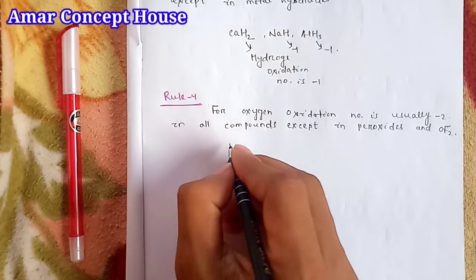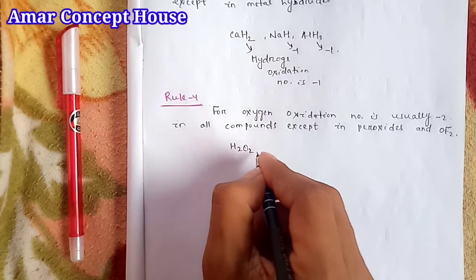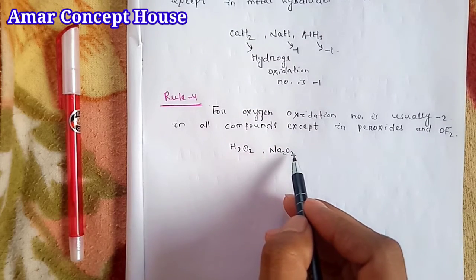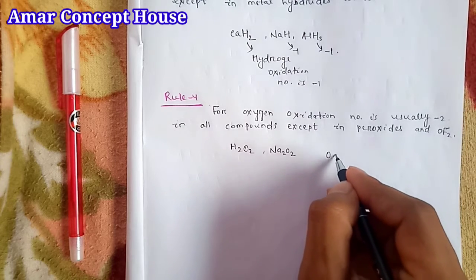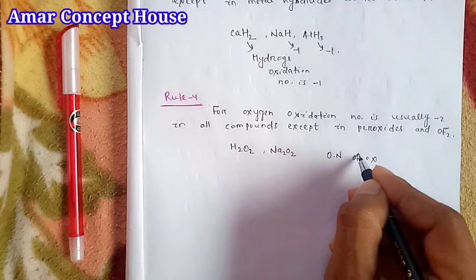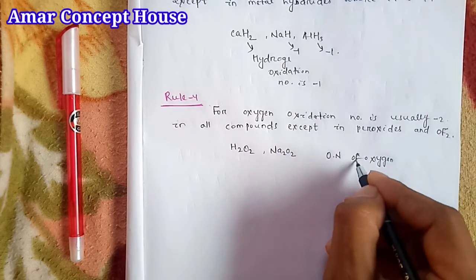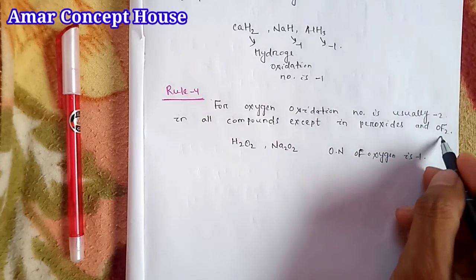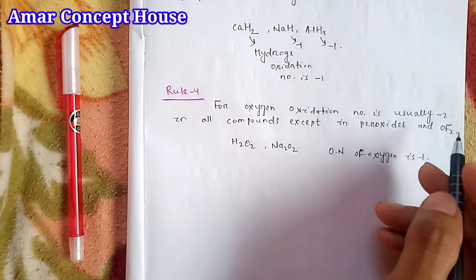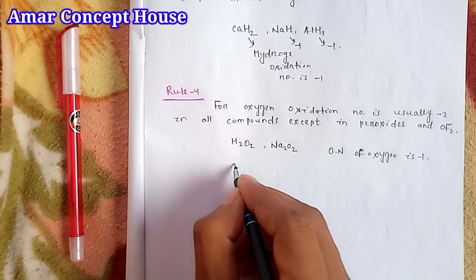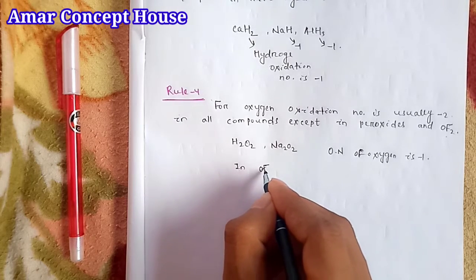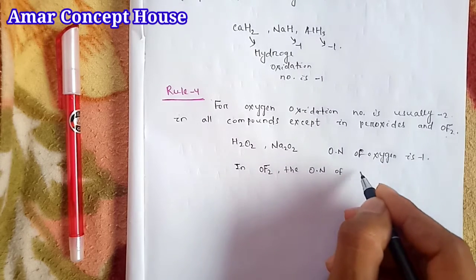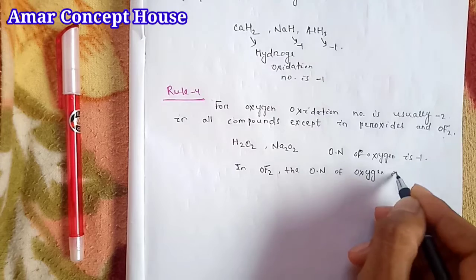In peroxides, meaning hydrogen peroxide H2O2 and sodium peroxide Na2O2, the oxidation number of oxygen is -1. Clear? And in oxygen difluoride OF2, the oxidation number of oxygen is +2. Except these two, always the oxidation number of oxygen is -2. Clear?